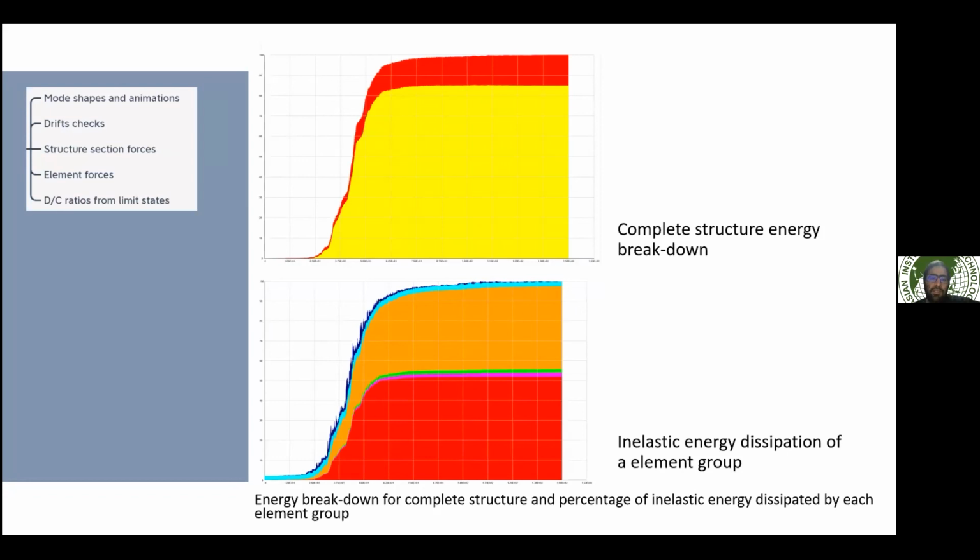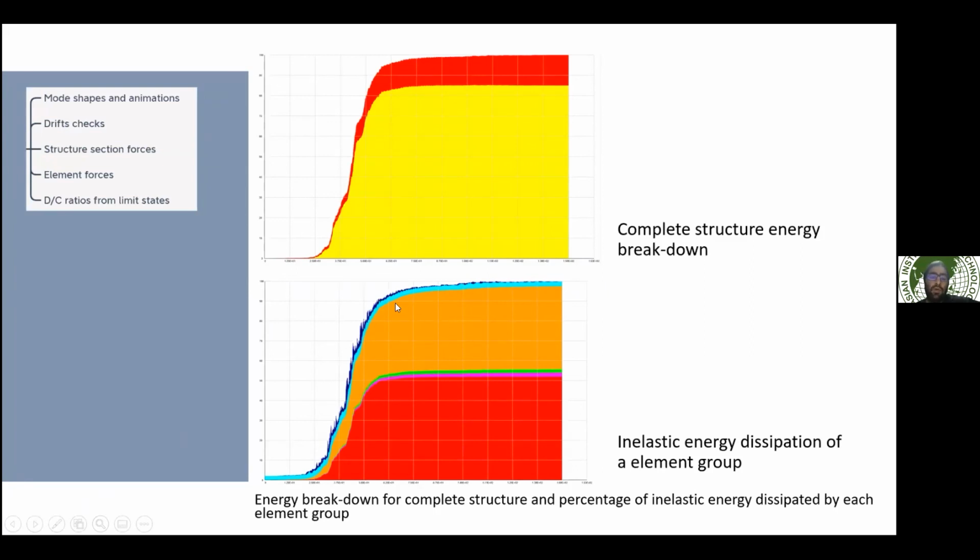Once you have your time history analysis done, you can have the energy breakdown as well. This is very similar to what you saw in ETABS. So both programs have similar options. But a good option in PERFORM that you might not find in ETABS is that it will give you the energy breakdown of a particular element group. The picture that you see here at the bottom is the overall energy breakdown.